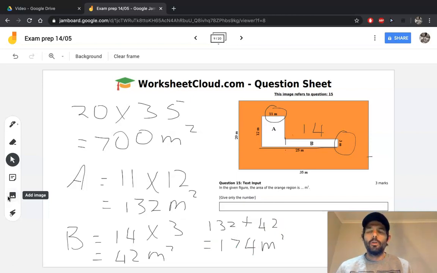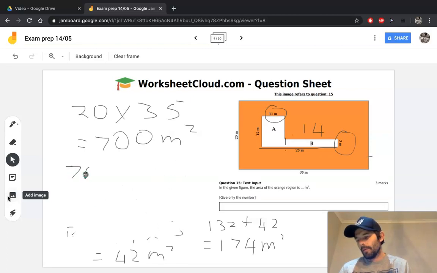Okay, so now what I would need to do to work out the area of the orange part is I just need to subtract the area of the white compound shape. I need to subtract it from 700.